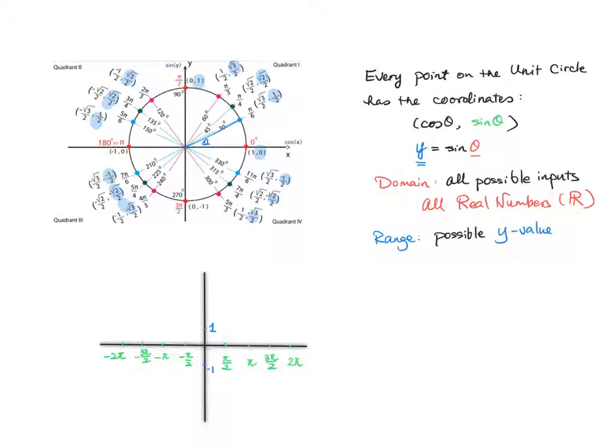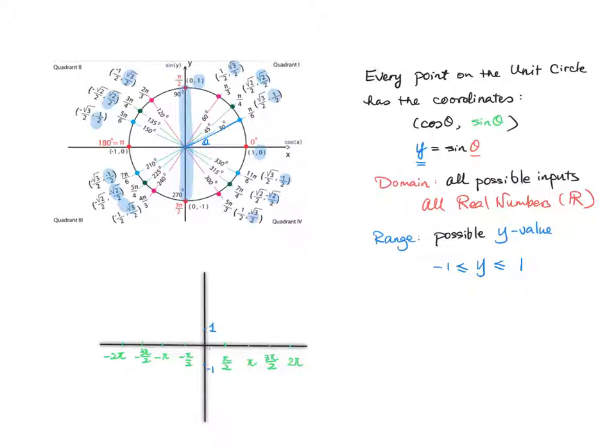It doesn't matter how many degrees. Maybe it's 725, maybe it's 1,000,000 degrees, but as soon as I calculate sine theta, the range of the y value is between +1 and -1. So y is less than or equal to +1, and greater than or equal to -1.